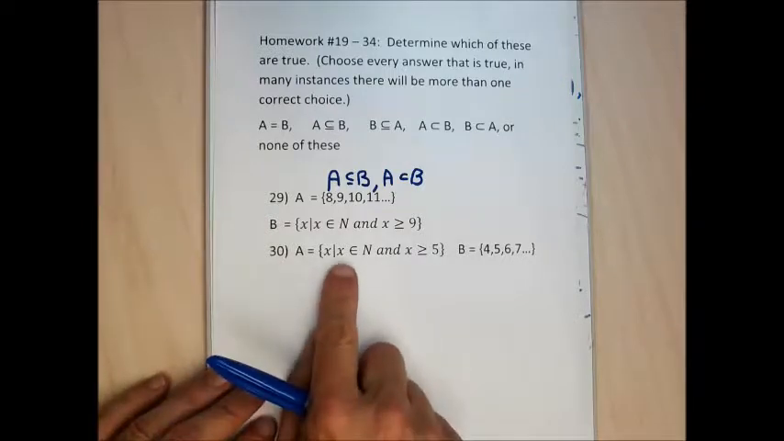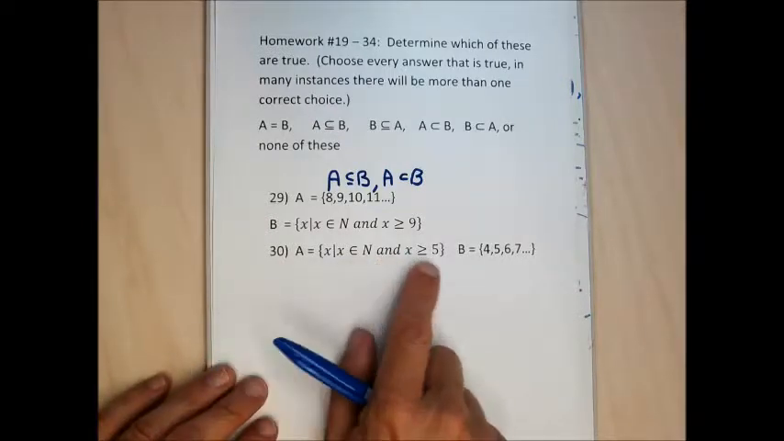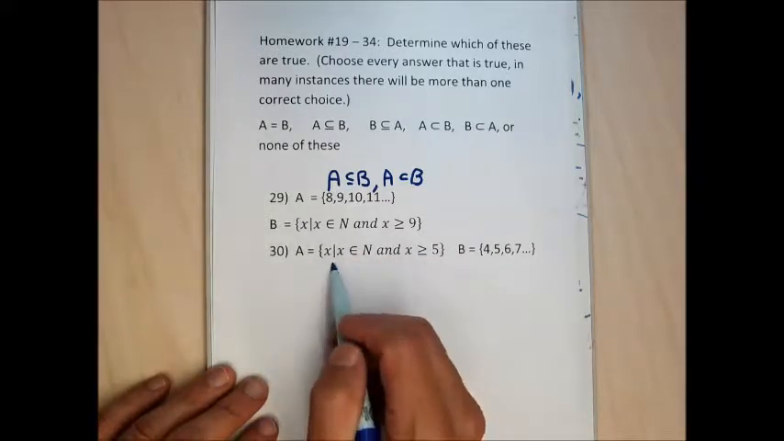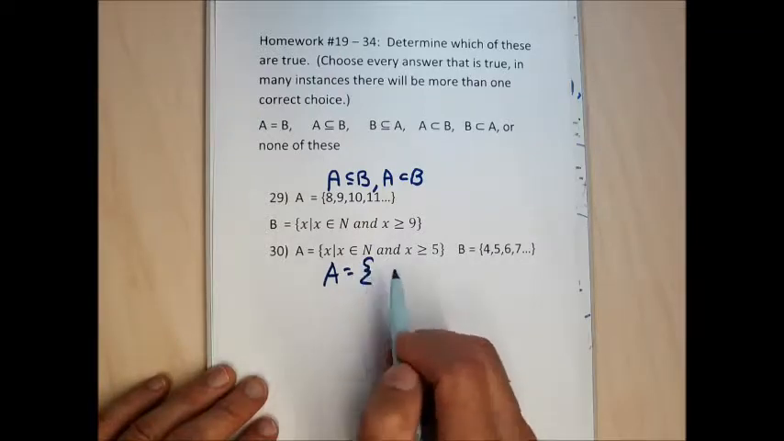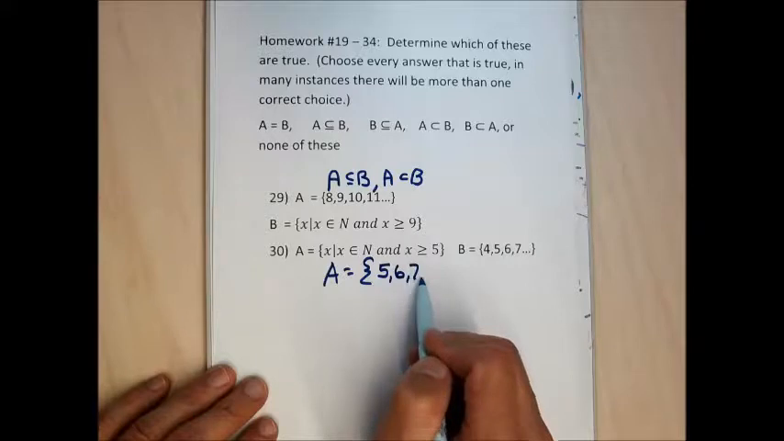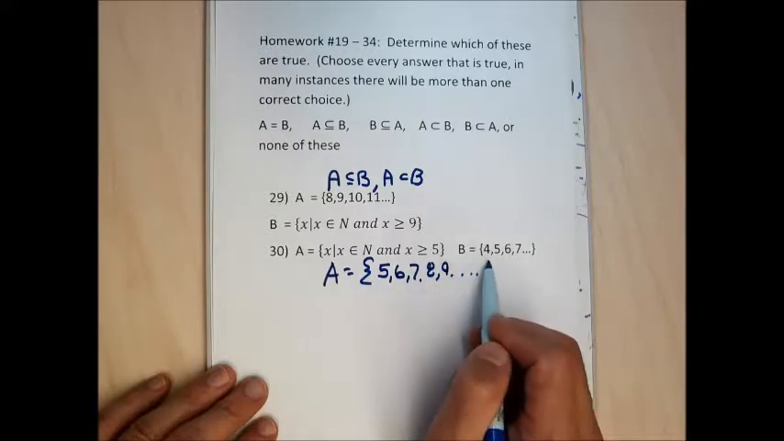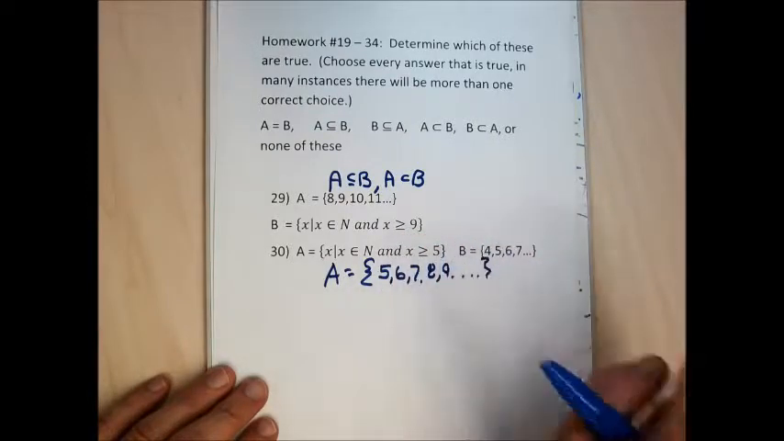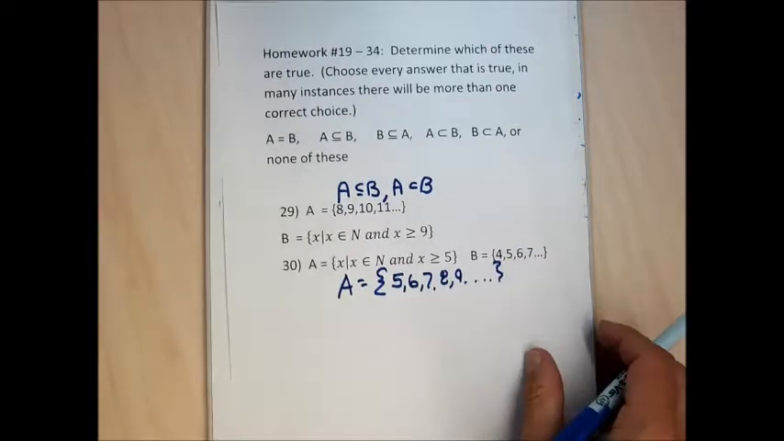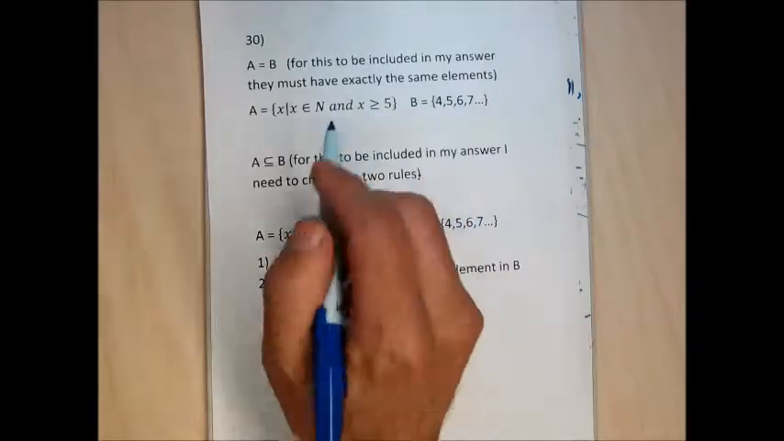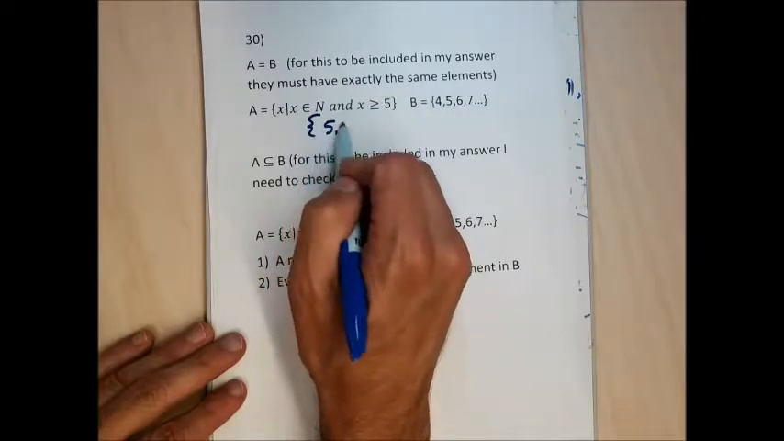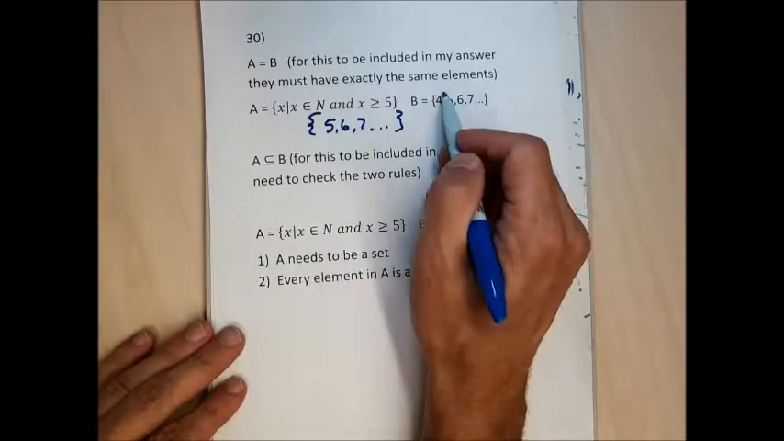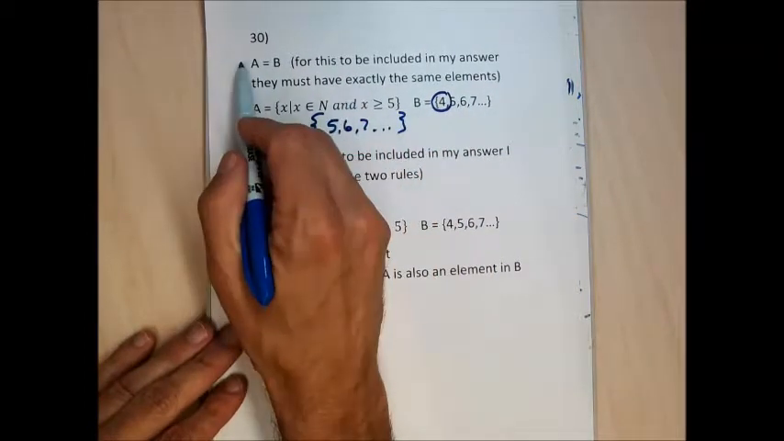So for problem 30, I'm going to rewrite A in roster form. My set A has any natural number that's 5 or bigger. It's an infinite set. A is going to have, starting with 5 and going on to infinity, every natural number. Your set B is going to have the numbers 4, 5, 6, and going on to infinity. So let me check to see if these sets are equal. Well, A starts at 5 and goes to infinity. B starts at 4 and goes to infinity. These aren't equal because B has a 4 that A doesn't have, so that's not going to be part of my answer.